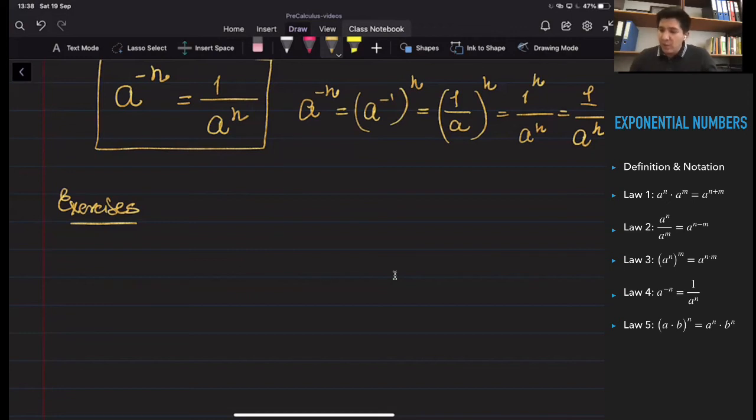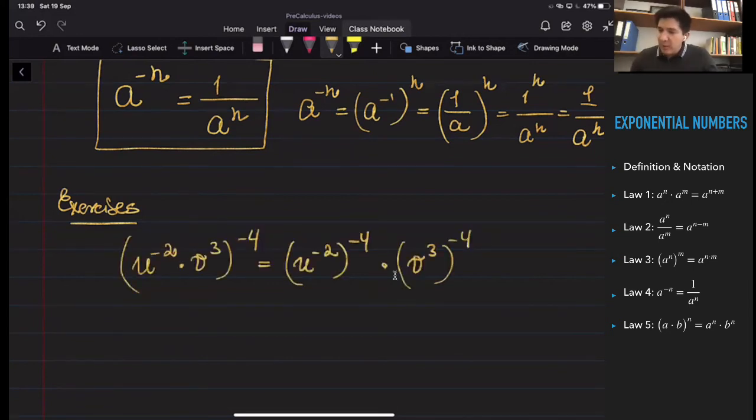It's going to be u to the power of minus 2, to the power of minus 4, times v to the power of 3, to the power of minus 4. At the same time, we know that we can multiply the powers, right? It's going to be u to the power of minus 2 times minus 4, times v to the power of 3 times minus 4. So this is going to be u to the power of 8 times v to the power of minus 12. But at the same time, we can write this as u to the power of 8 divided by v to the power of 12, according to our last law. So this is the first exercise.